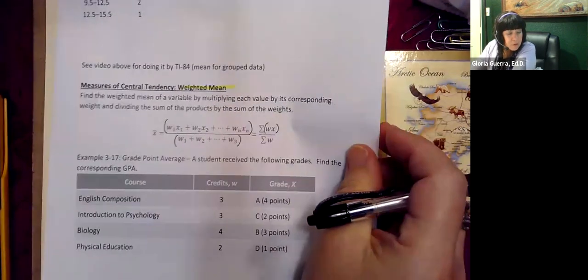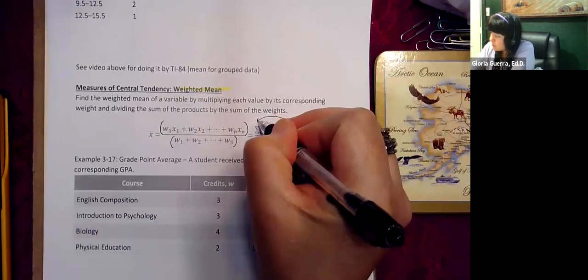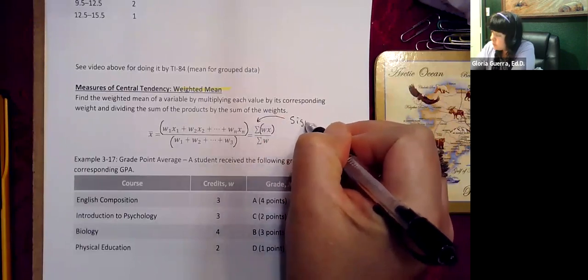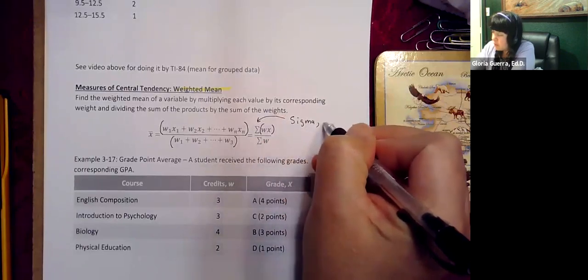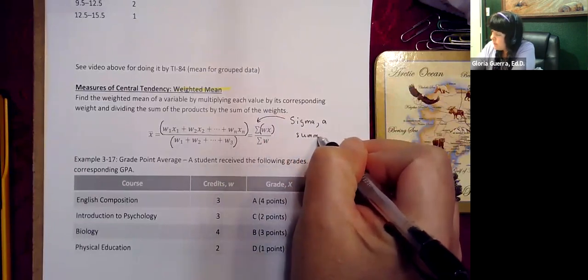So I have a note here that, again, this stands for sigma. You're wondering what that is. That stands for sigma. It's one of the Greek letters of the alphabet, and what it is, it's a summation.